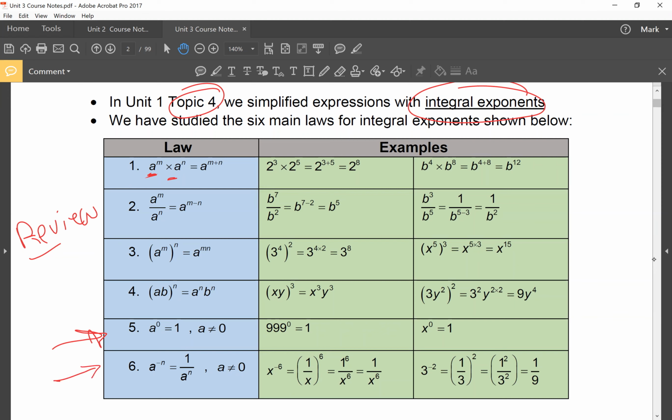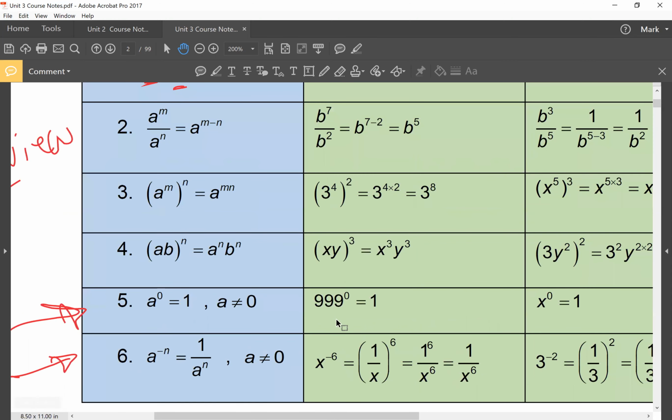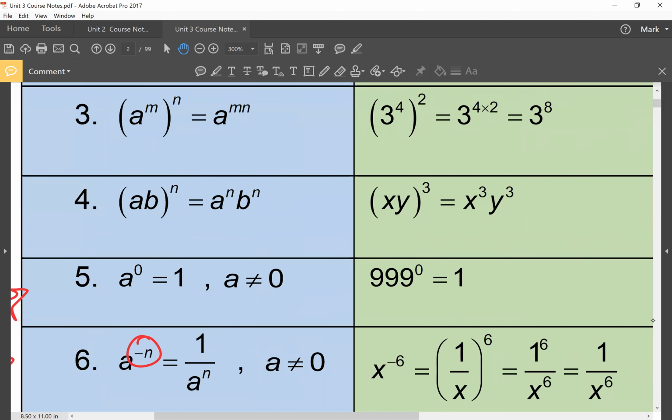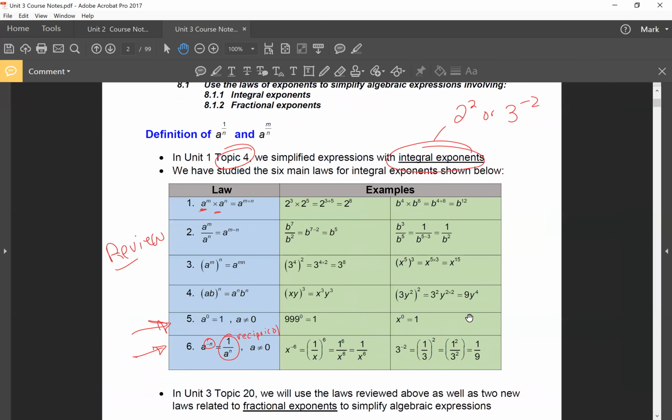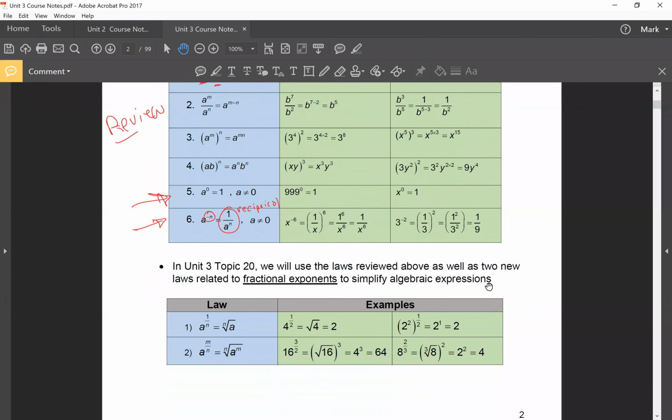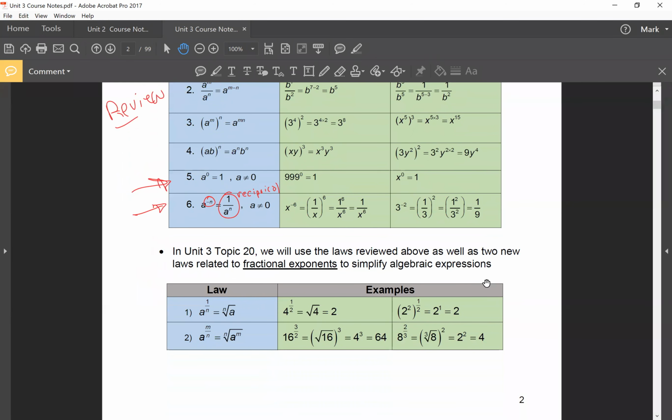And another important rule, if you have a negative exponent, this is actually a very important rule. If you have a negative exponent, you write what we would call the reciprocal. So you would flip the fraction and write it as positive. This is a review from topic 4, back in early May. Also, in unit 3, we're going to use these laws to simplify or solve equations or expressions.